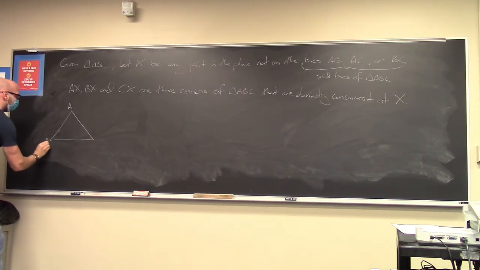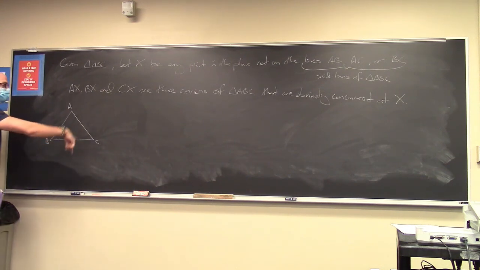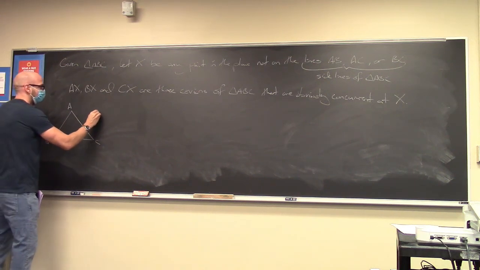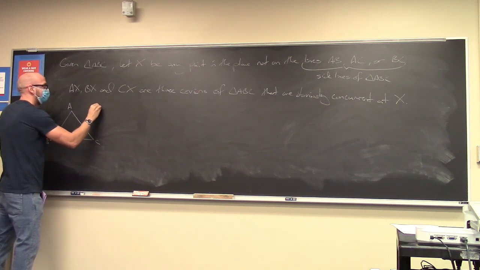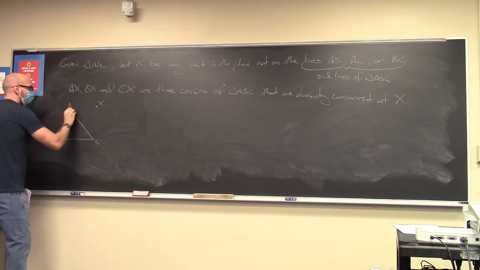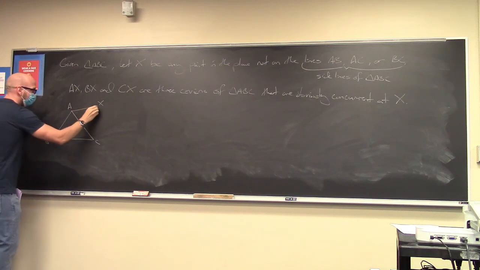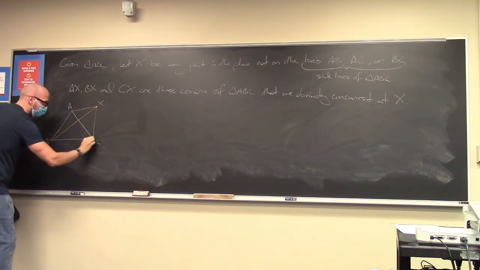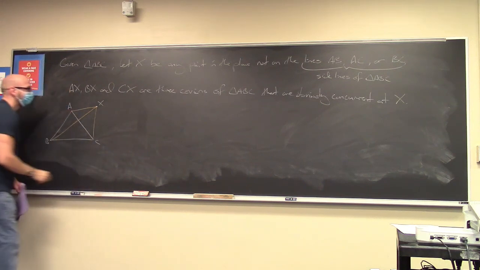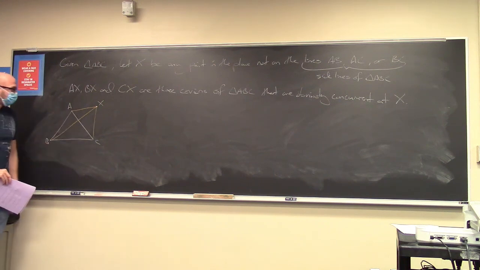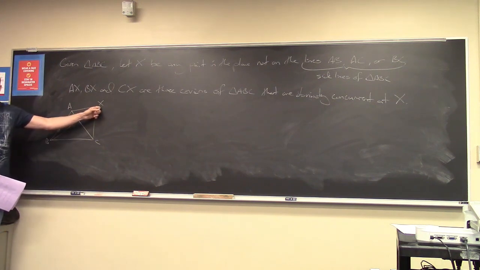Right, so I'm just taking a triangle ABC, and I'm choosing any point X. Could be interior, could be exterior, just can't be on these sidelines. So just choose any old point X, and connect AX, BX, and CX. Those are three Cevians. Two of them are exterior, but they're all concurrent at this point X.